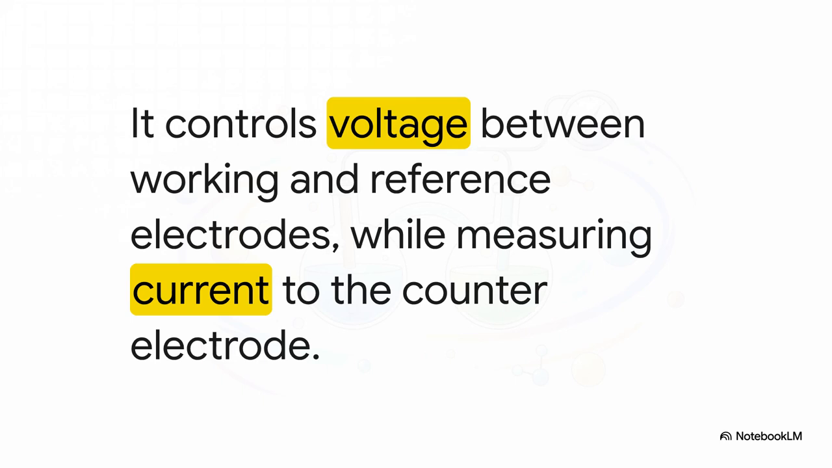And the brain running this entire operation is an instrument called a potentiostat. It precisely controls the voltage between the working and reference electrodes while simultaneously measuring the current flowing over to the counter electrode. Just for some quick context, the inverse of this is a galvanostat, which controls the current and measures the voltage. But today, modern systems usually just combine both capabilities, giving you some pretty incredible experimental flexibility.